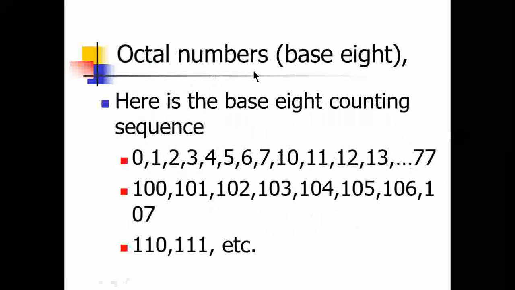Hence, if you look at the octal numbers here, here is the base eight counting sequence, from zero all the way up to 77. As you can see, there's no eight here. We're excluding eight, from zero to seven, no eight. So eight is not appearing in any of the computations we are seeing. So eight is not included. Any number apart from eight is a potential base 8 digit.